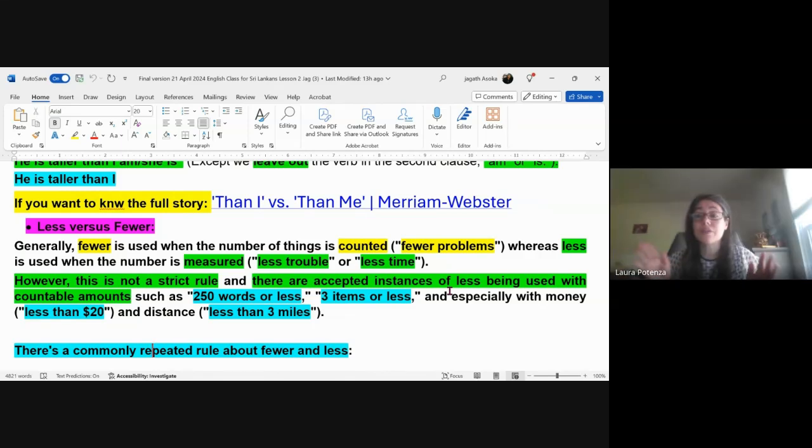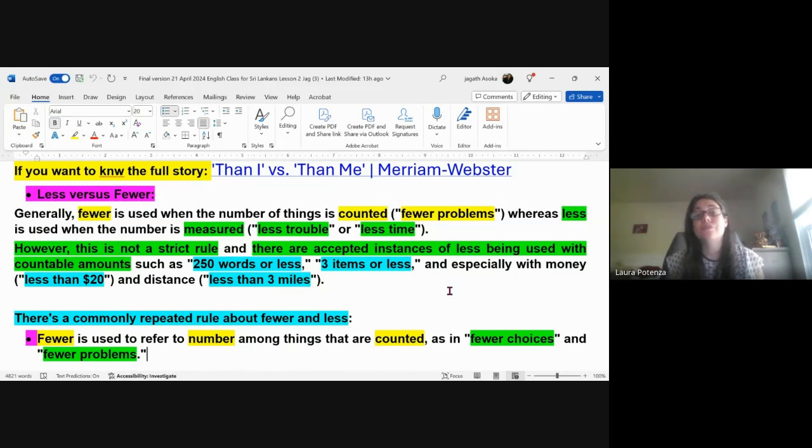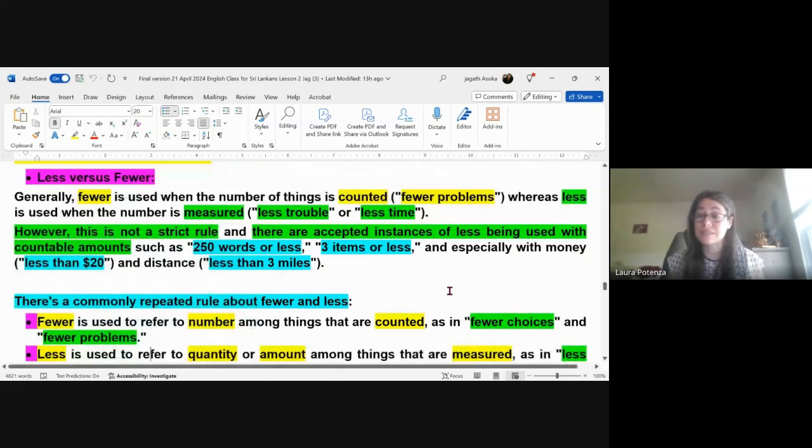Okay, so the next one that's a little different is less versus fewer. Generally when you use fewer, it's when the number of things is counted, so fewer problems, whereas less is used when the number is measured, so less trouble or less time. However, this is not a strict rule, and there are accepted instances of less being used with countable amounts, such as 250 words or less, 3 items or less, and especially with money, less than $20, or distance, less than 3 miles.